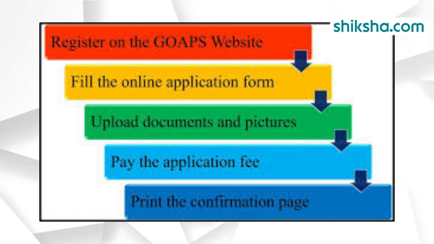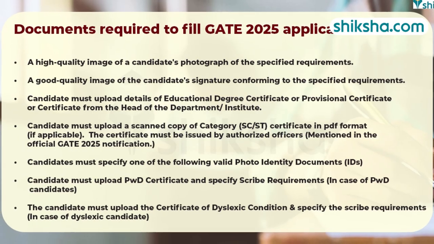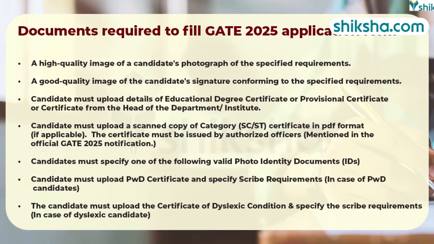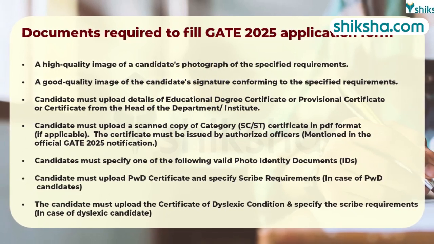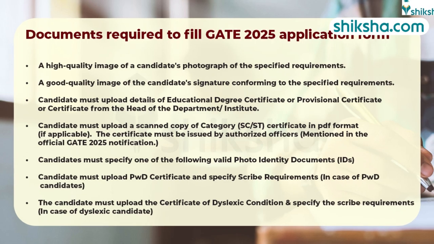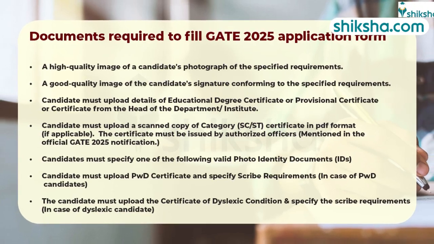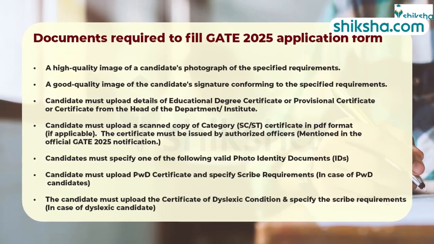The first step is to complete the GATE registration using personal details. Before moving forward, let's have a look at the documents required to fill the GATE application form. The documents required to complete registration are flashing on your screen. Now, let's have a look at the step-by-step process to fill the GATE application form.